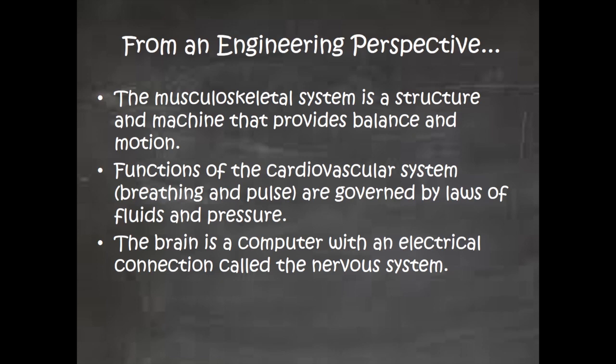The musculoskeletal system is the structure and machine that provides balance and motion. The functions of the cardiovascular system, like breathing and pulse, are governed by laws of fluid and pressure. The brain is a computer with an electrical connection called the nervous system. We'll be focusing on the musculoskeletal system in our lesson.